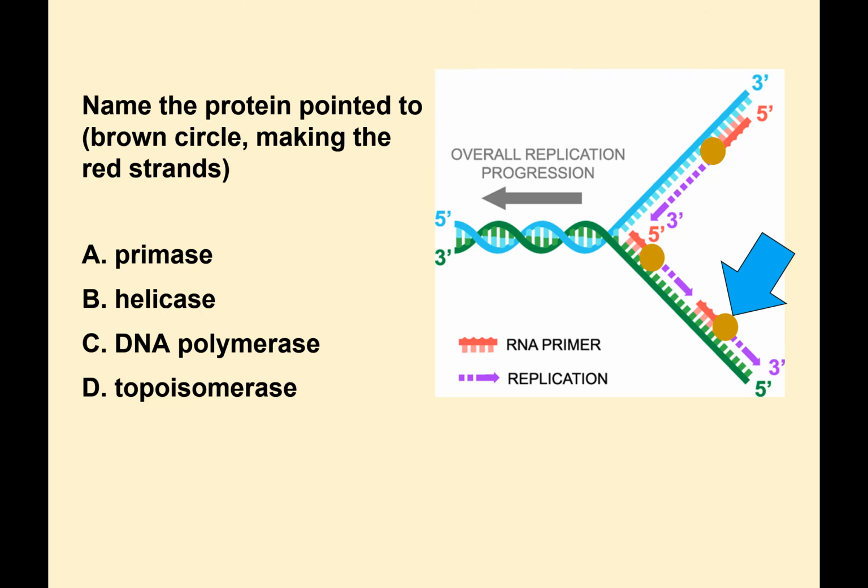Okay, so look at this diagram and name the protein pointed to the brown circle that's making the red strands. That enzyme that's making the red strands, it's making the RNA, is called primase. Okay? So even if these diagrams look a little weird to you because they're already showing DNA replication happening, just think about this: this is the RNA primer, this is the enzyme that's making it, that's called primase.